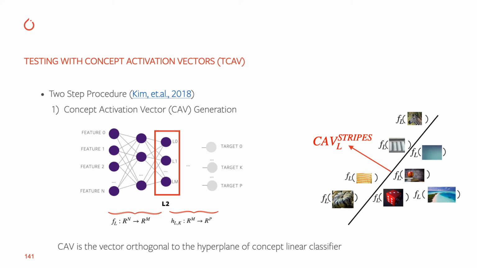Note that the binary class problem in this case is just an example. In a general case, we can have more than two concepts and more than two classes.